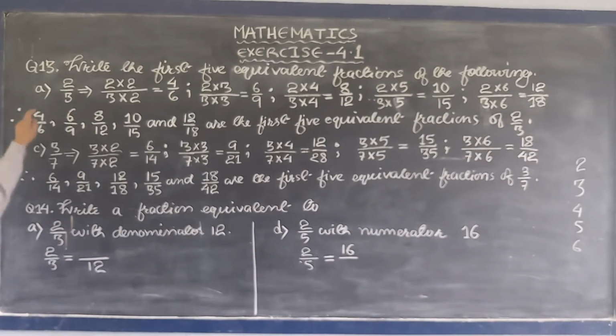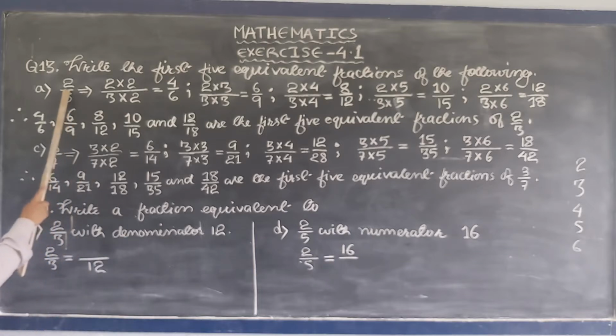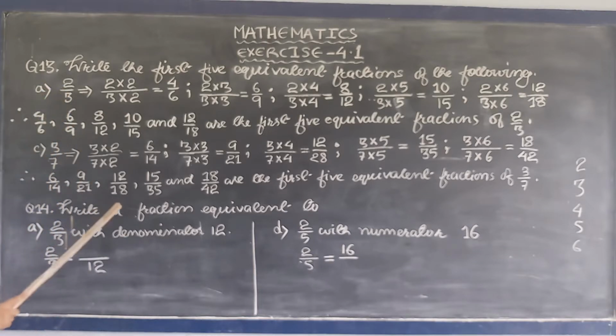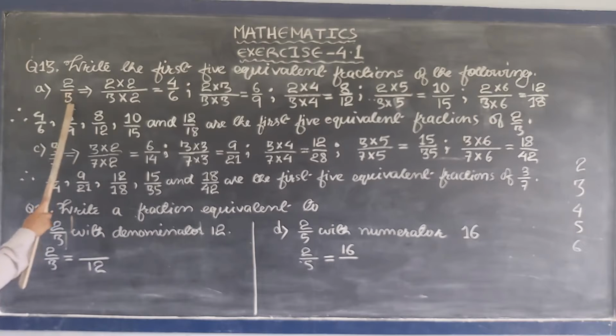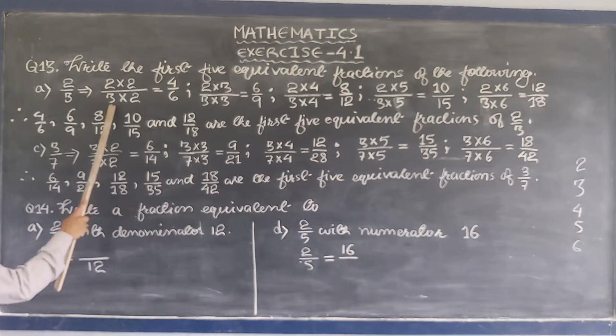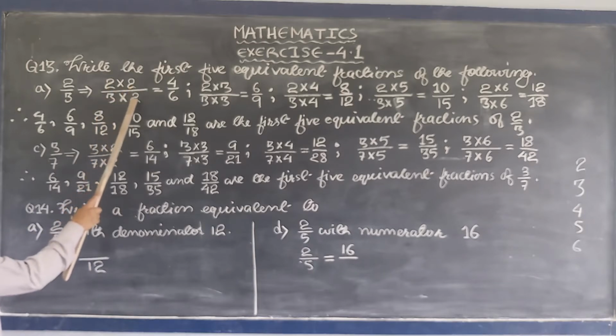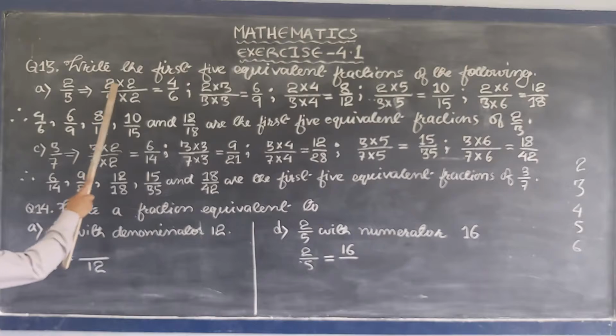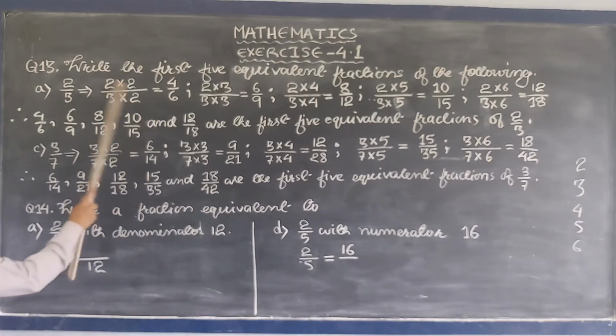Now, here A. The given fraction is 2 by 3. As I already explained, the number on the top of the fraction is known as numerator and the number on the lower part of the fraction is known as denominator. First, 2 by 3 is multiplied by 2. Here numerator 2, denominator 3. Both this 2 and 3 are multiplied by 2. 2 2s are 4, 2 3s are 6.